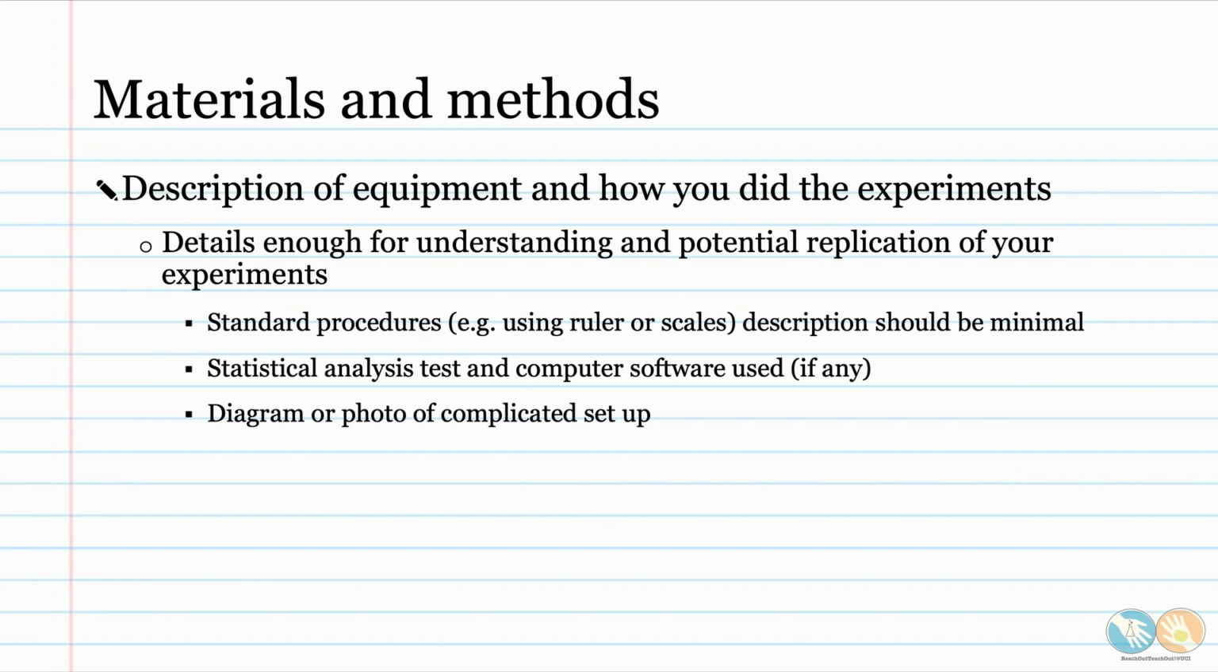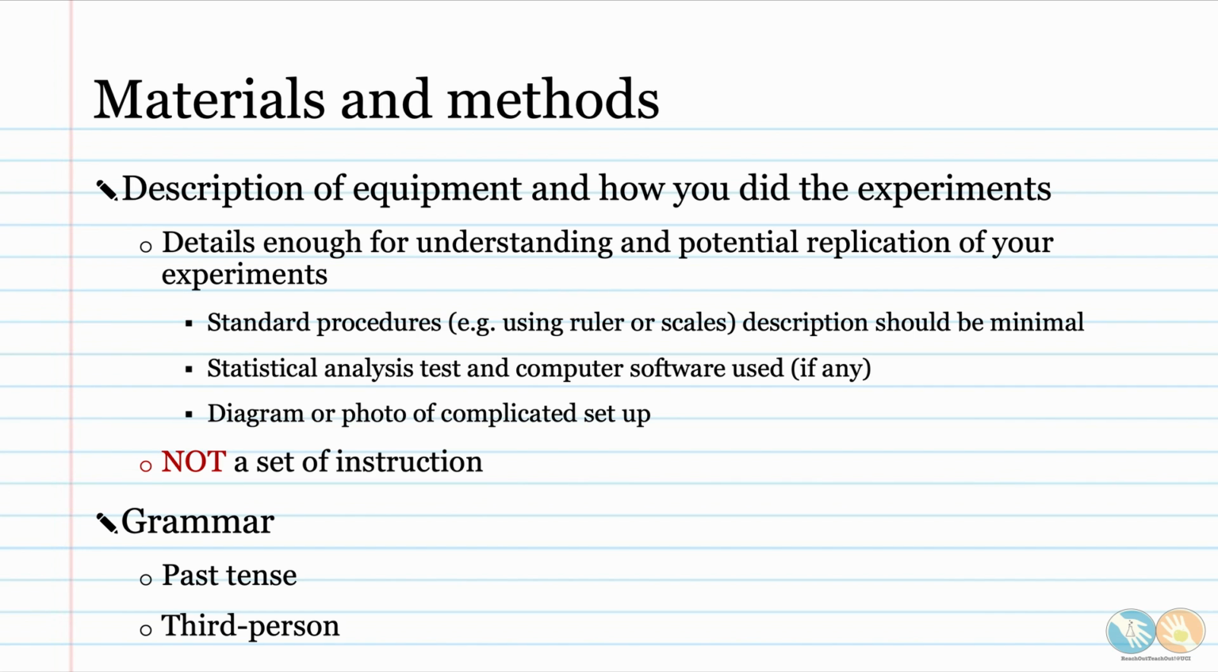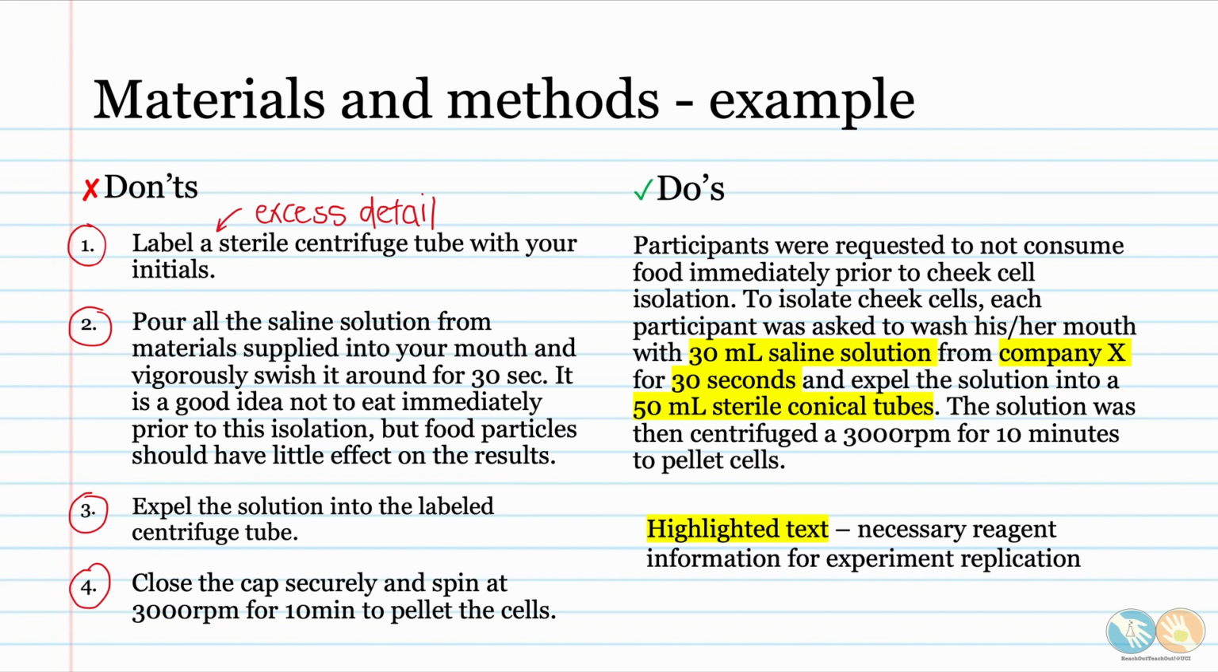You should also keep in mind that this section is not a set of instruction, so do not number your methods and do not write instructions such as weigh apples or dip apples in pesticides. This entire section should be written in past tense and third-person point of view, which again, no I or we in the materials and methods. Here are examples of do's and don'ts if you want to pause the video to look at.